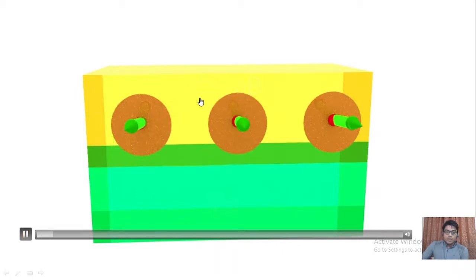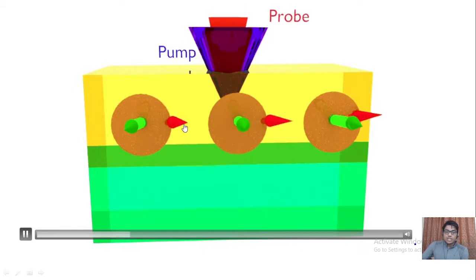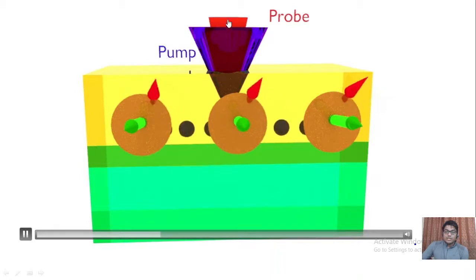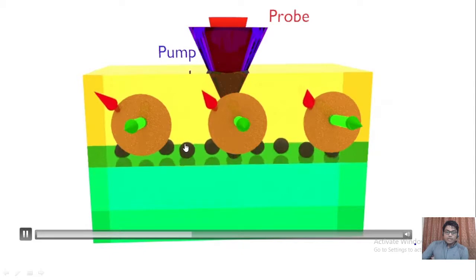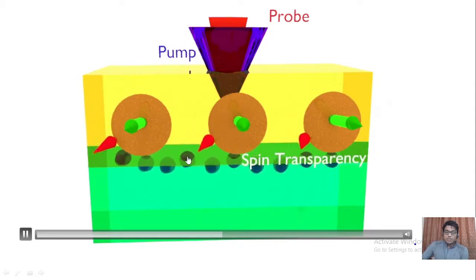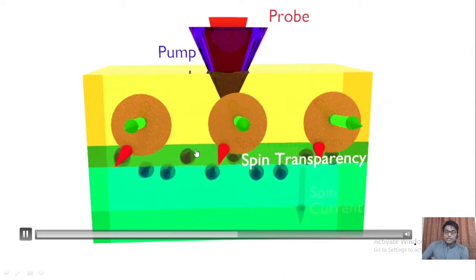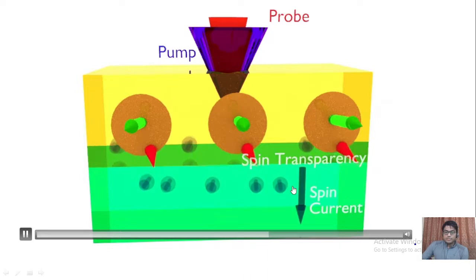When a ferromagnet CoFeB is placed adjacent to a non-magnetic material and it is excited by the pump pulse, then this magnetization, the red arrow, starts to precess around this effective magnetic field, which is the green arrow. It is detected by this probe pulse. Then the spin current is generated by the spin pumping, but not all the spin current is able to pass through this interface. Few are also blocked and get reflected, which determines the interfacial spin transparency of this interface.